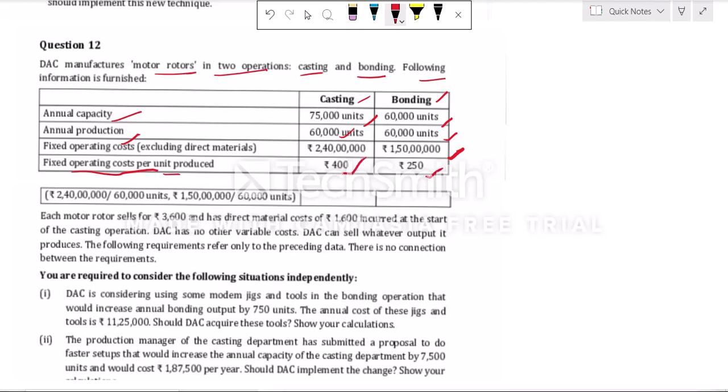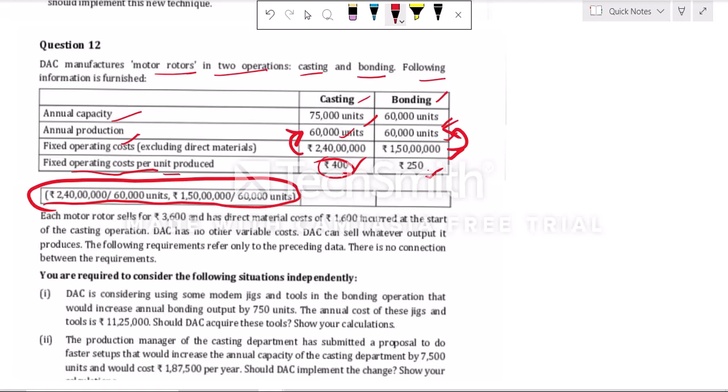See how they got this 400 and 250? 2 crore 40 lakh divided by 60,000. Per unit they have arrived at 400, and 1 crore 50 lakh divided by 60,000 gives the same for bonding. So they have given total cost and per unit cost.